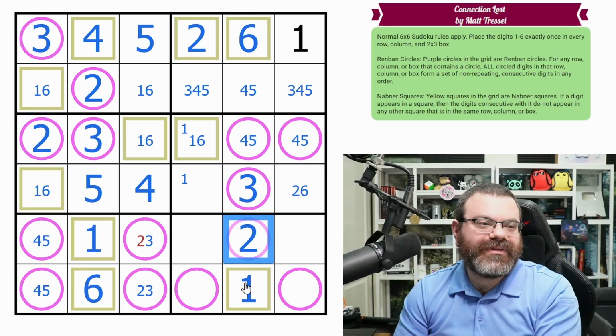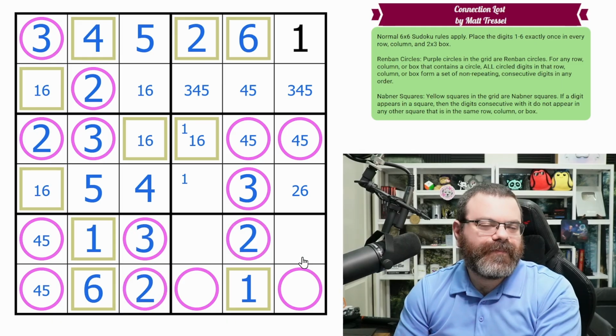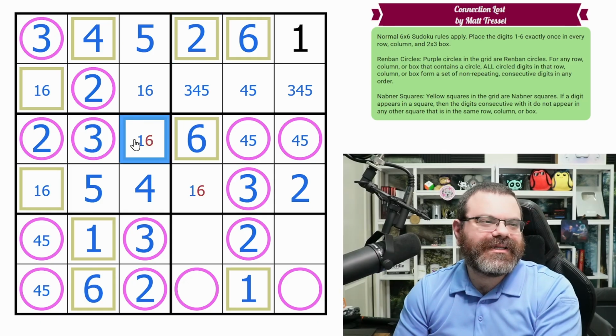So this has to be... Yeah, the 2 in the column goes there. That's 3 and 2. Okay. Now 2 in this box goes here. 2s are done. This is 1, 6. What's going to resolve these 1, 6s? Oh, the 2 does. Okay, so that's because of this Nabner. So that's 6, that's 1.